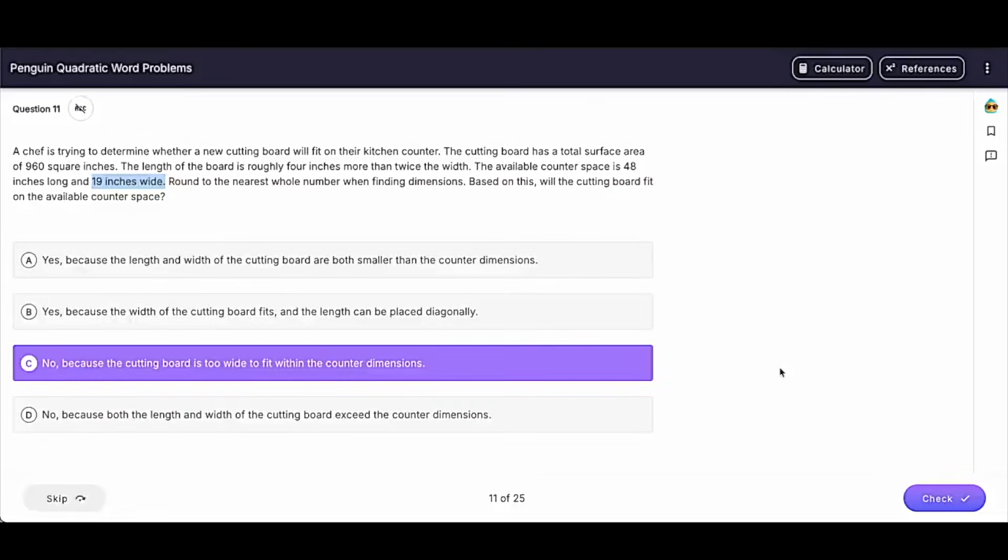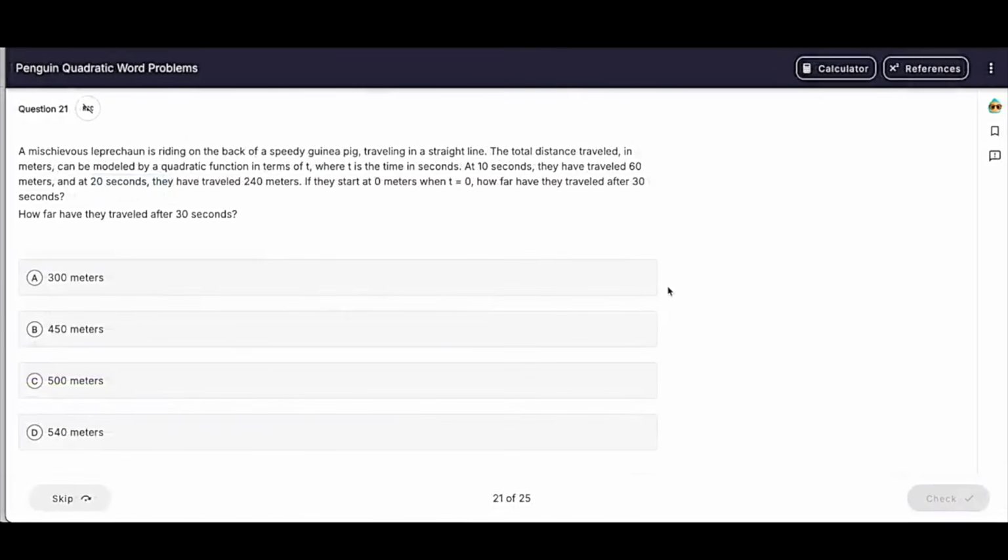The third type of quadratic word problem you might come across on the SAT is going to be something like this, where you have a vehicle of some sort going at a speed. In this case, we've got a leprechaun, right?